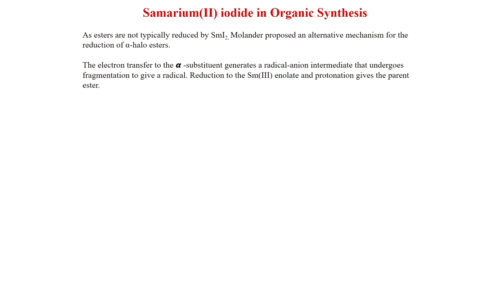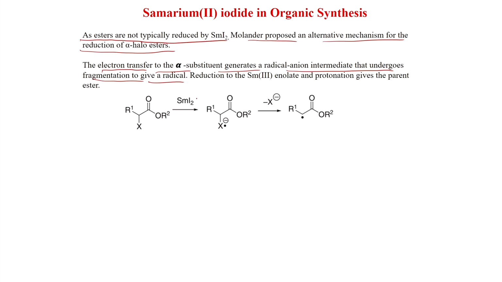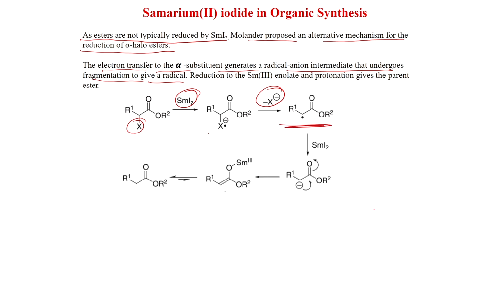There is another possible mechanism, because esters are not typically reduced by samarium iodide, that we have seen earlier. Molander proposed an alternative mechanism for the reduction of alpha haloesters. So, the electron transfer to the alpha substituent generates a radical anion intermediate that undergoes fragmentation to give a radical. So, this is the samarium iodide here giving electron to this X. So, X becomes now X dot minus, and after elimination of X minus you get a radical. This radical again reacts with samarium iodide to generate the anion here, and the anion will be of course the enolate.